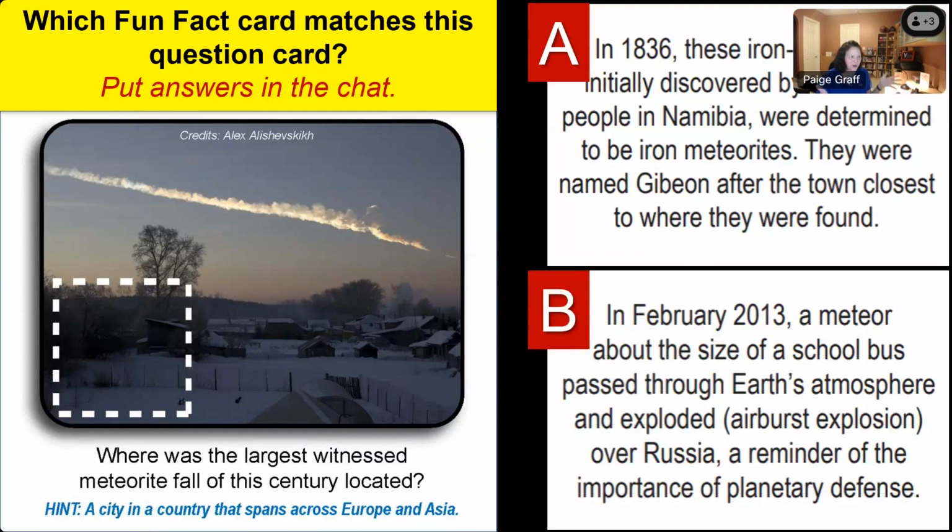So here's our card and our question, and you tell me in the chat, is it A or B, the fun fact card that matches this question? And the question, in case you can't read it, is where was the largest witnessed meteorite fall of this century located? Hint, a city and a country that spans across Europe and Asia. So does A fit the bill or B fit the bill for this fun fact card?